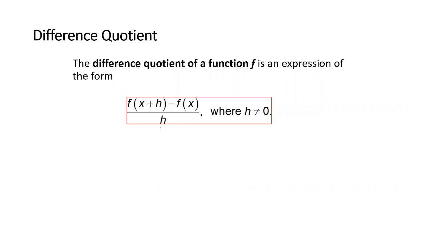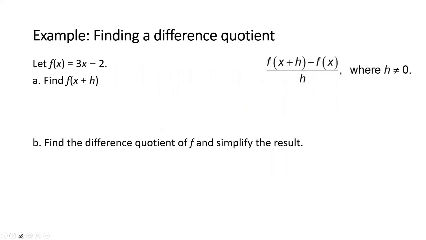And this is the difference quotient, f of x plus h. This quotient is very useful in the fundamental theorem of calculus. So if I'm finding a difference quotient, I have 3x minus 2. The first thing you're going to do is find f of x plus h. That just means that wherever x is, I'm plugging in x plus h. So this is going to become 3 times x plus h minus 2, and that gives me 3x plus 3h minus 2.